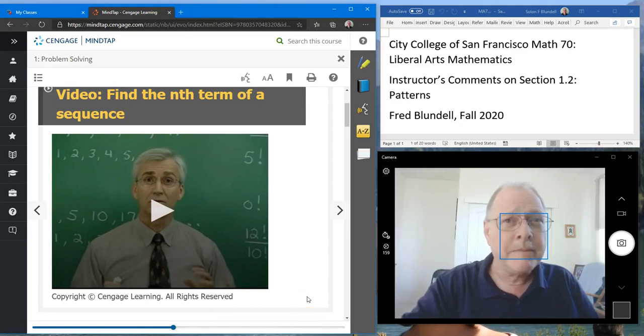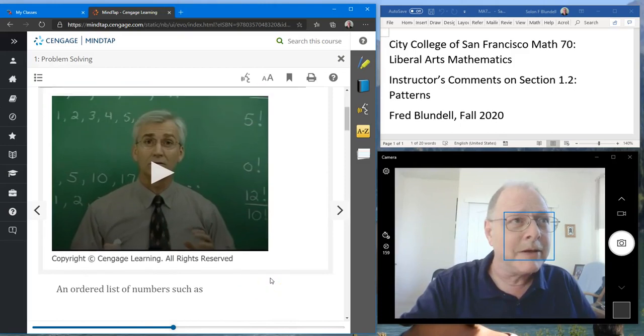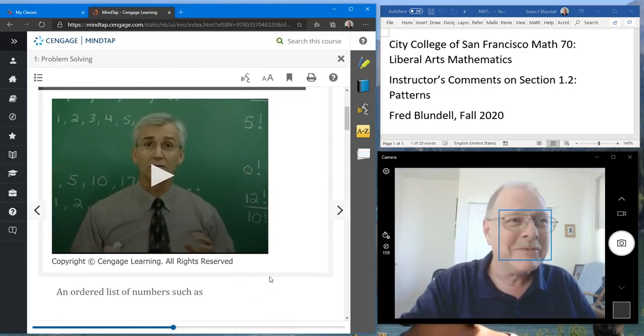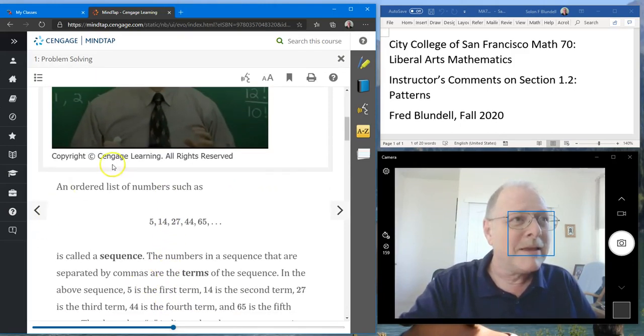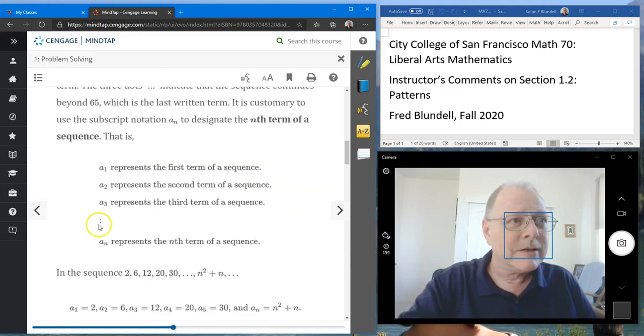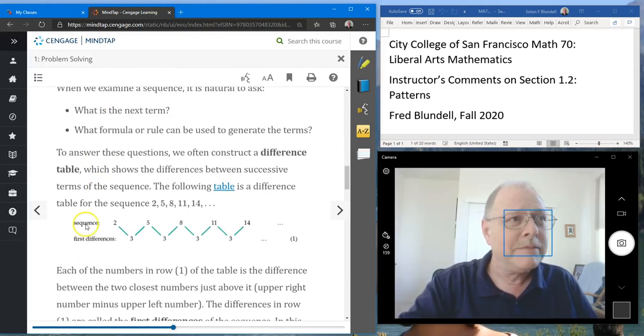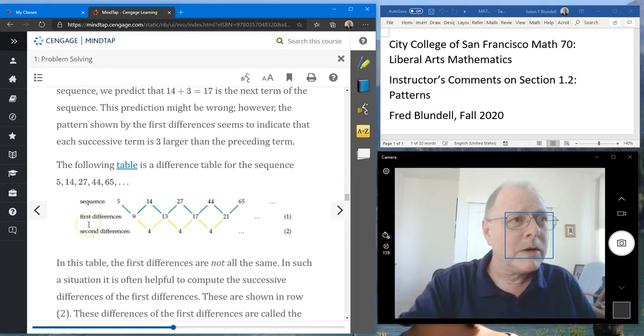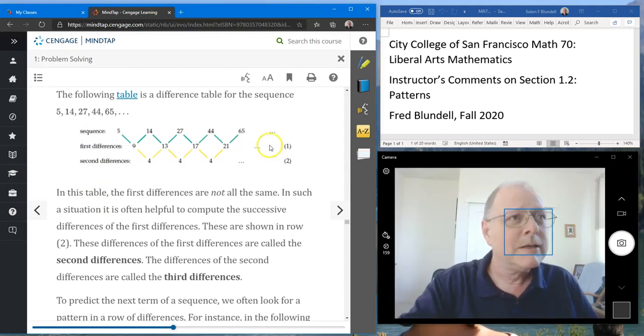Now, the author of our textbook has made a video introducing the topic, and I urge you to watch that video. It's a good one, and it sets up the situation that we're dealing with. And then after the video, the section goes through this example where you're trying to predict the next number in a sequence.